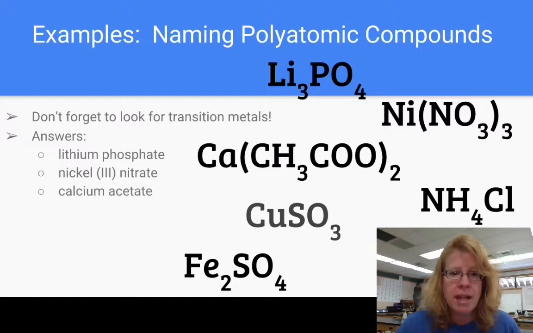Next one down is calcium acetate. Ca is calcium ion, it's a 2+. CH3COO is known as the acetate ion, and it's a 1-. So no Roman numerals are required in this particular one, calcium acetate.